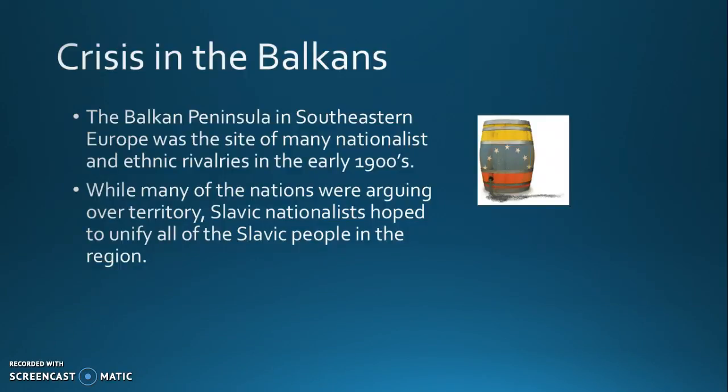While many of the nations were arguing over territory, the Slavic nationalists hoped to unify all the Slavic people in the region. There was a big dispute between the Slavic people and Austria-Hungary. The Slavic people desired independence in the neighboring nation of Serbia, which supported the Slavs and opposed the empire of Austria-Hungary.